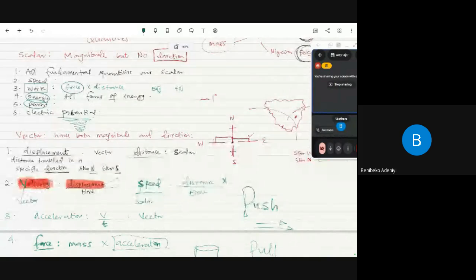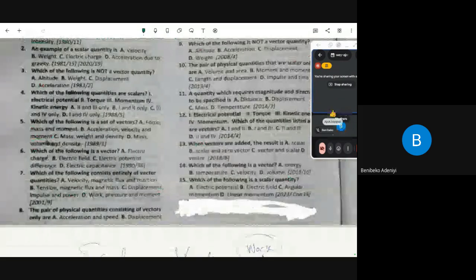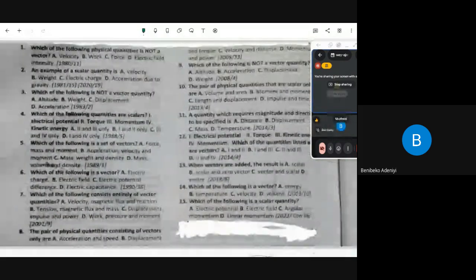Now we would like to look at questions. Are we ready to look at questions? Excellent. You know me now. I have questions for you. 15 solid questions. Question 15. Which of the following physical quantities is not a vector? Now, you have to be very careful. It means that all will be vectors except one, right?